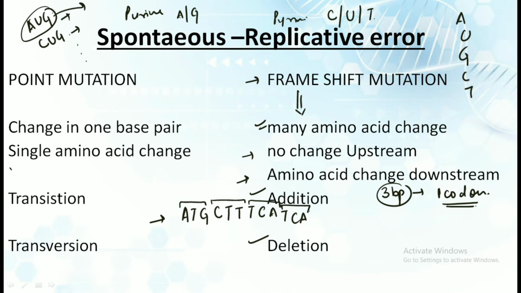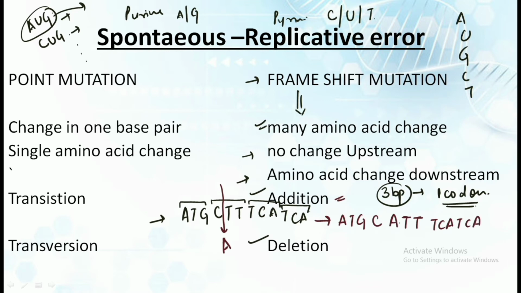So frameshift mutation, what it does is that, consider in the first case there occurs addition of an amino acid. Let's consider that there occurs addition of A at this particular point. So now we have our final changed sequence as A, T, G, C, A, T, T, T, C, A, T, A, C. So we have this particular sequence now.